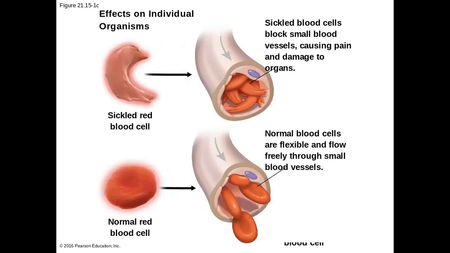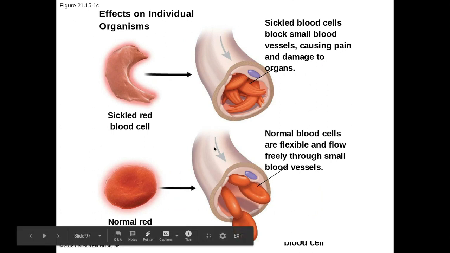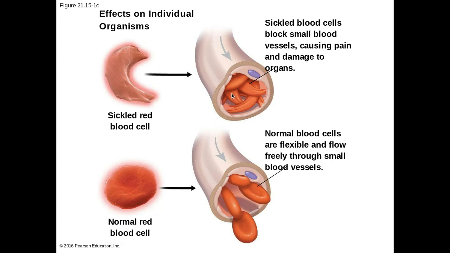Now, that causes a problem for individuals because normal blood cells can move through blood vessels very freely. They're very flexible and can move through. Sickle cells are not as flexible, and because of their odd shape, they tend to get stuck very easily, and that can cause pain and damage to organs and prevent blood from getting to certain locations.